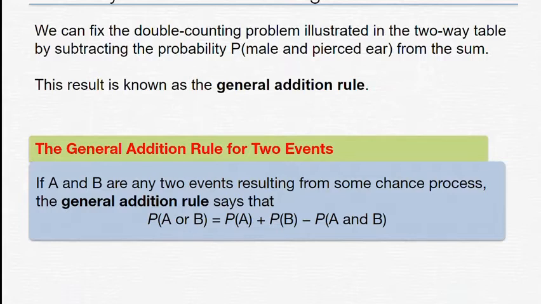So the general addition rule is for two events, A and B, it doesn't matter if they're mutually exclusive or not. The general addition rule says probability of A or B is equal to the probability of A plus the probability of B minus the probability of A and B. So this subtracts off the people who were double counted in event A and event B. This still works for mutually exclusive events because in mutually exclusive events, the probability of A and B is 0.